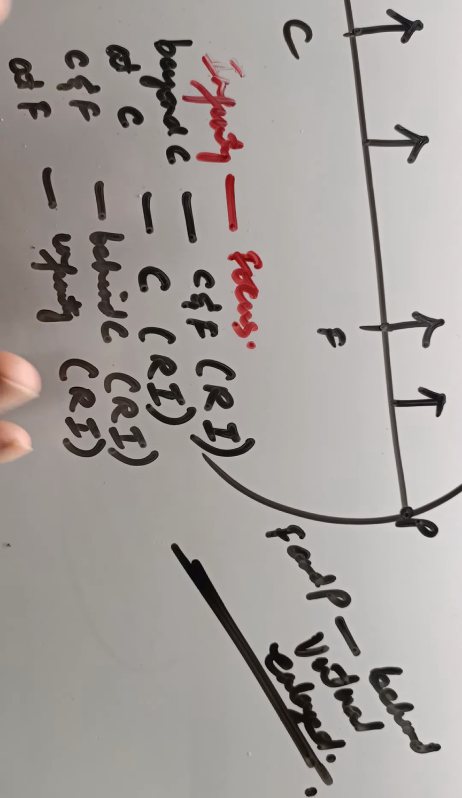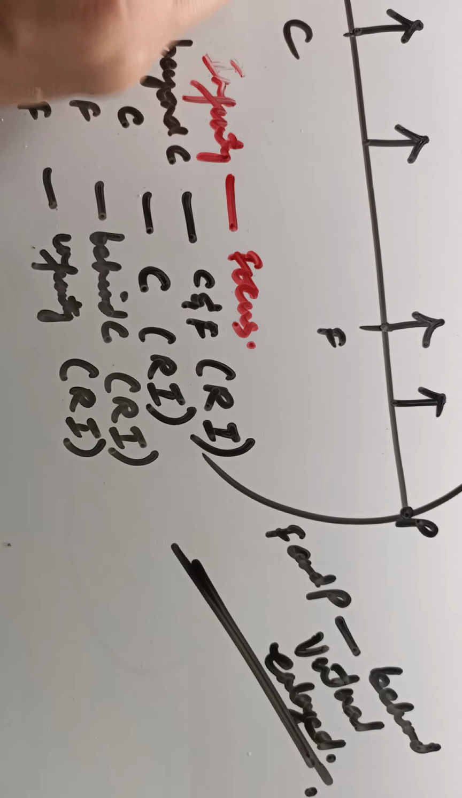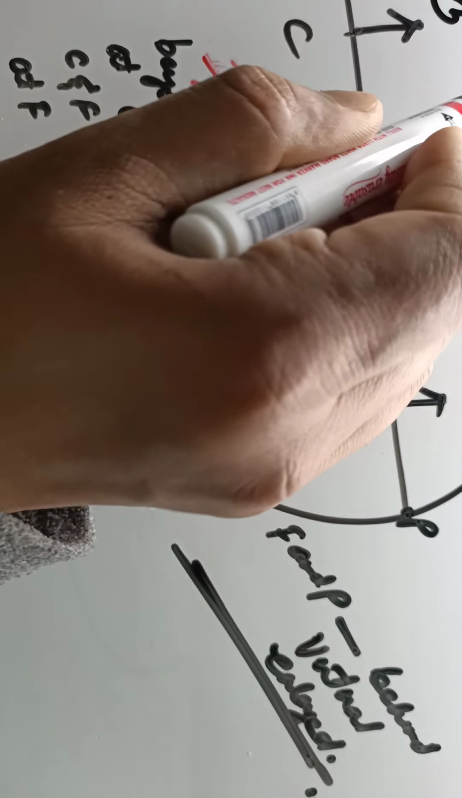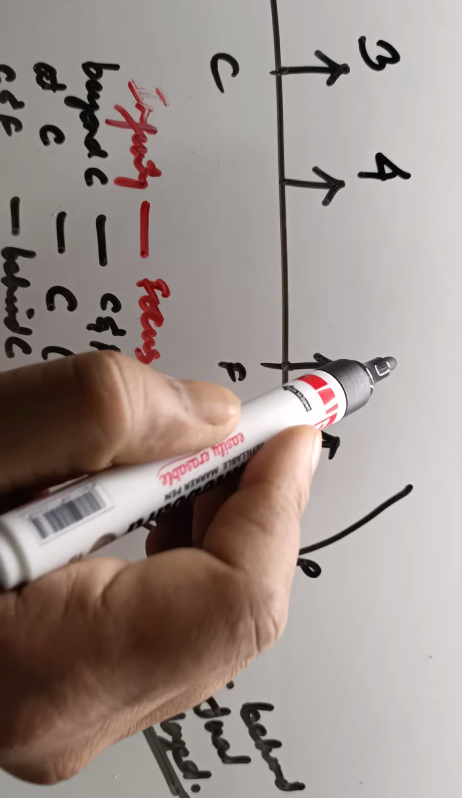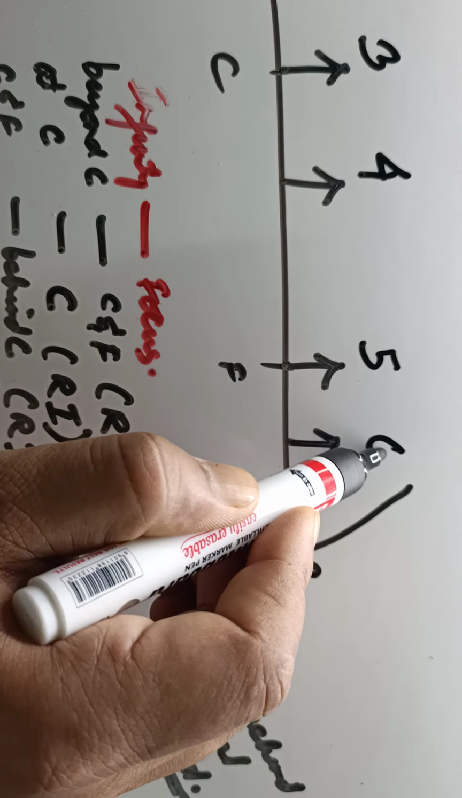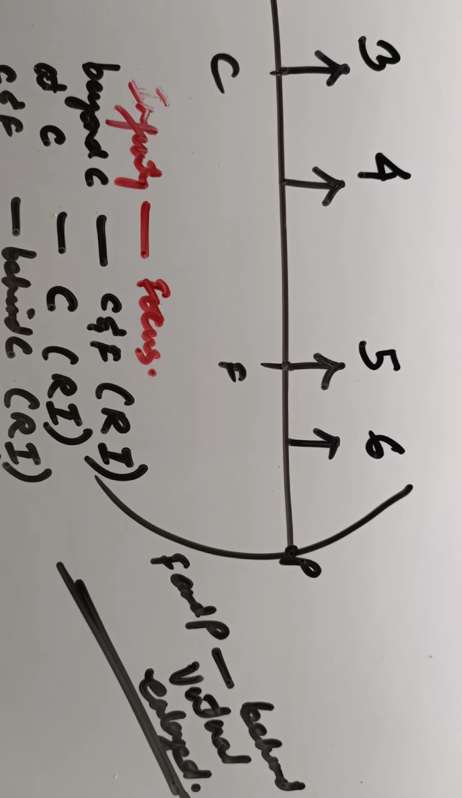Remember, this all depends on practice. So once again, I have at infinity position 1, beyond C position 2, at C position 3, between C and F position 4, at F position 5, and between P and F position 6. That is why I was telling you 5 plus 1. For the first 5 positions, the image was real and inverted. But for the 6th position, where the object was kept between F and P, the image was formed behind the mirror. It was virtual and highly enlarged.